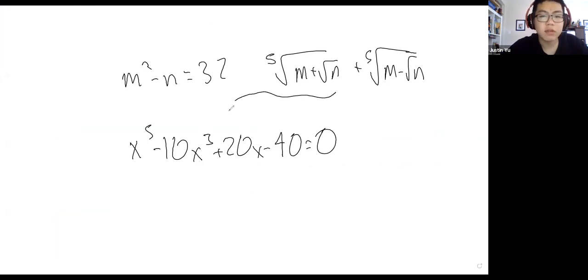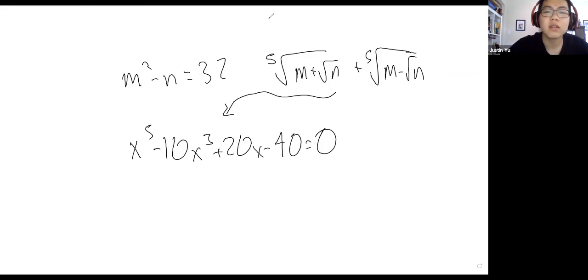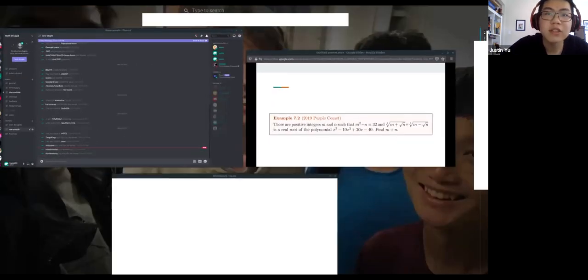This is a root. Oh shoot, am I sharing my background? Huh. Oops. Okay, hopefully that should be fixed.